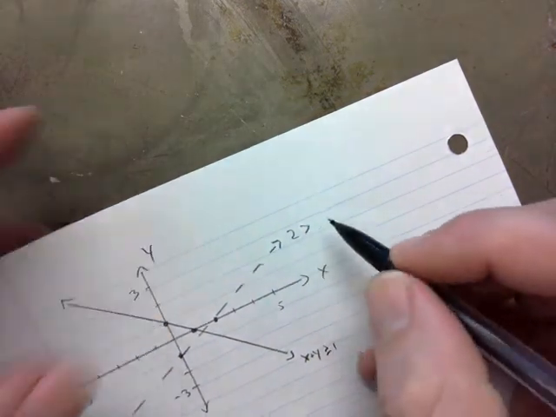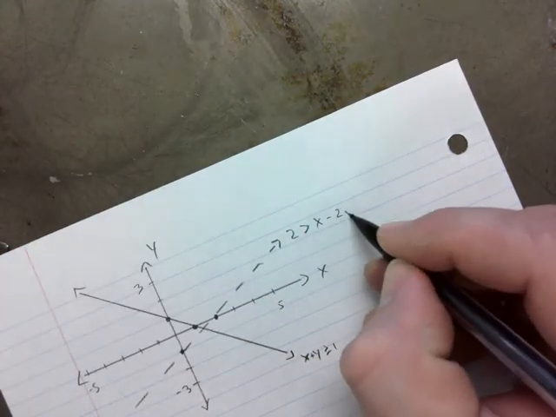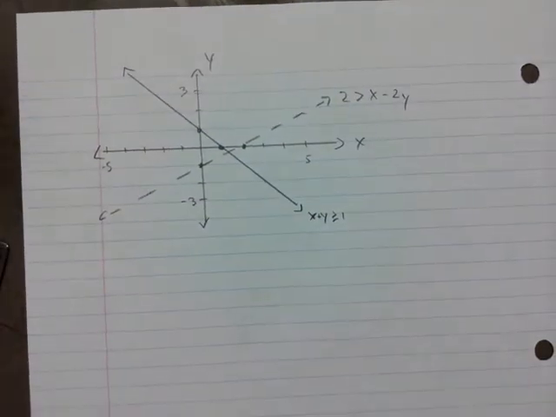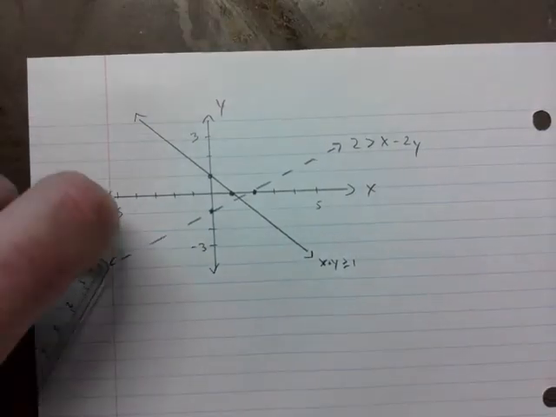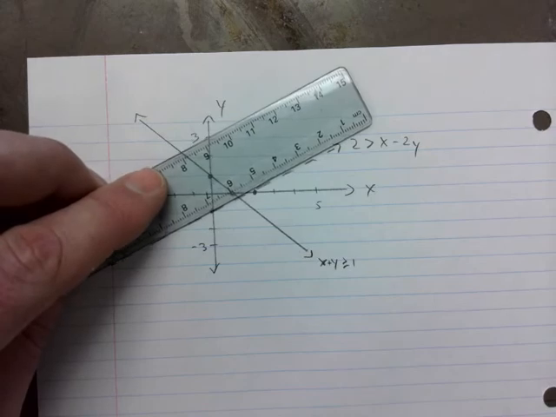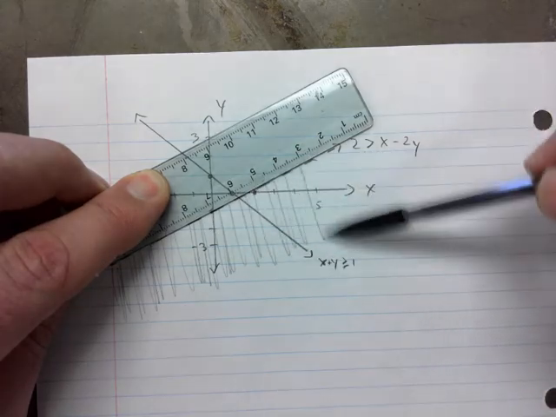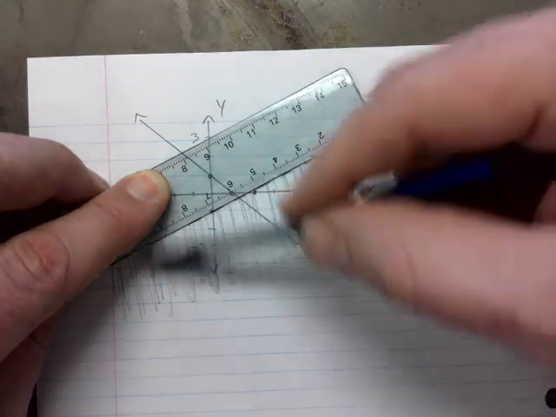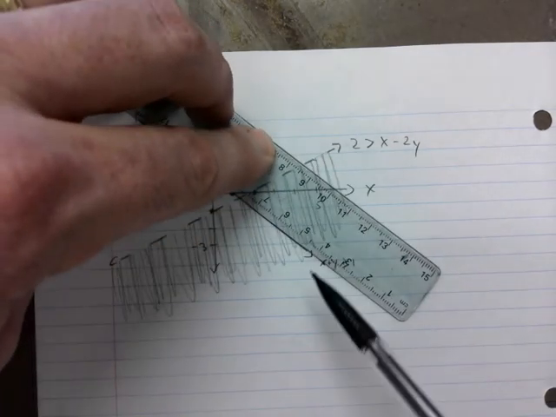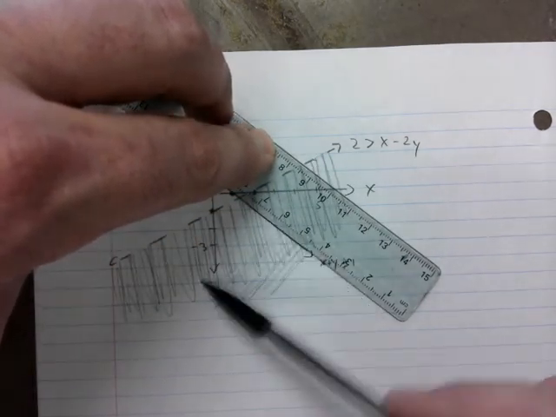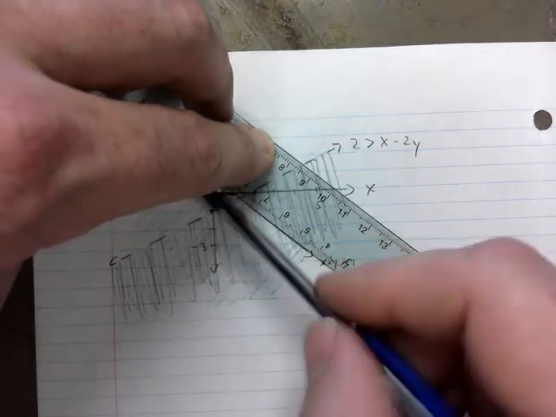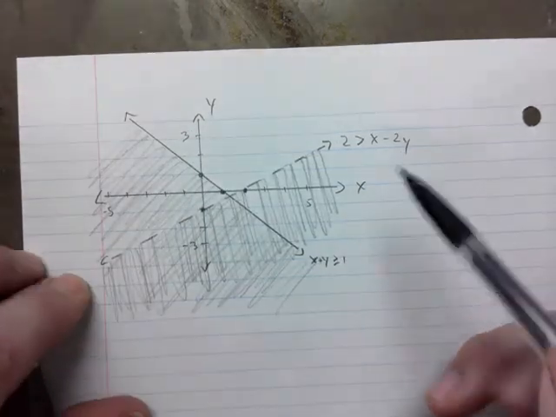And I'm going to use the 2 is greater than x minus 2y. I think I said that both of them need to be shaded below. Yeah. So let's go ahead and do that. If I focus on this one, I'm shading below here. If I look at this line, I'm shading below here. Everything below it is gone. So this is my solution region.